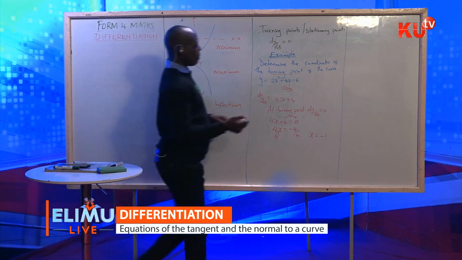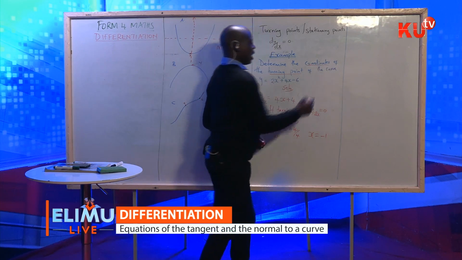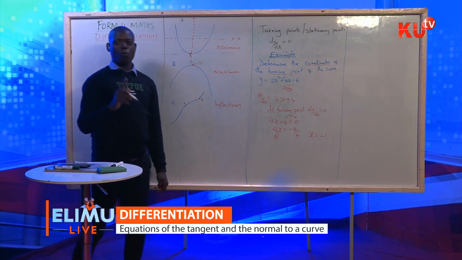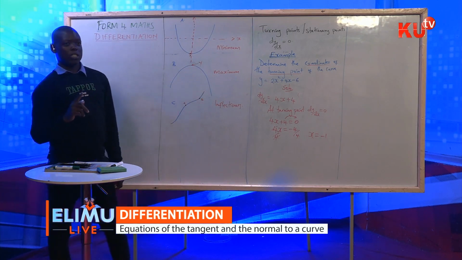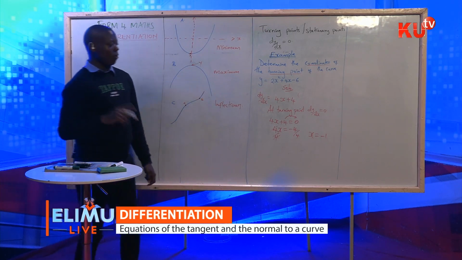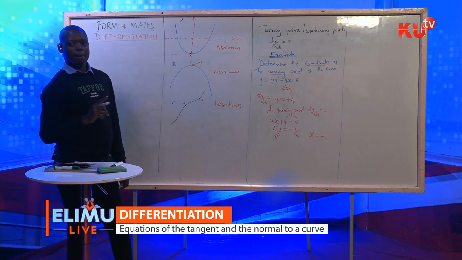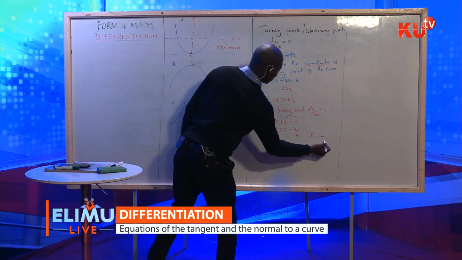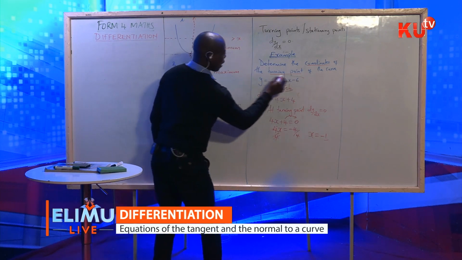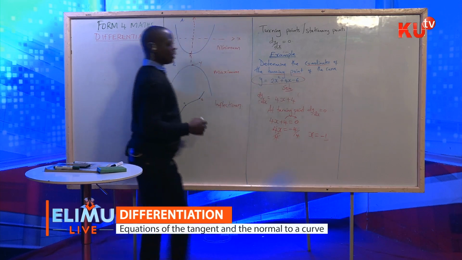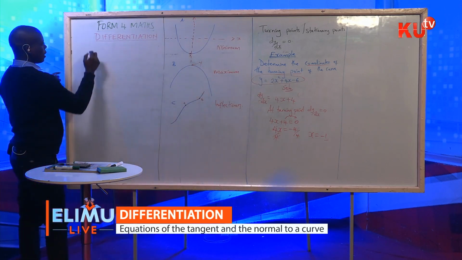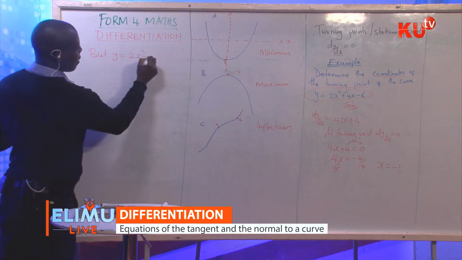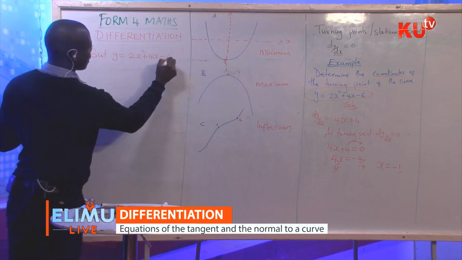Remember, the question is about coordinates. A coordinate is defined by x and y. Therefore, we have to get what is y. How do you get y, students? Right, what we do is we take the value of x and replace in the initial function for the curve, which defines y. So we are saying, y is equals to 2x squared plus 4x less 6.